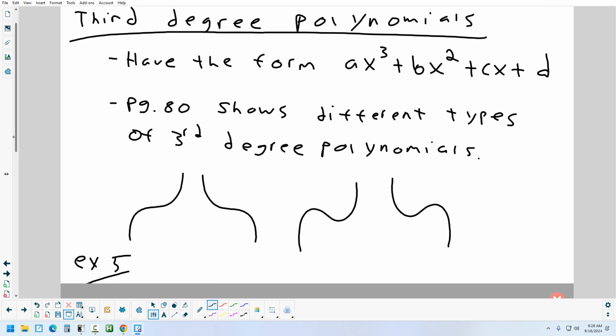So third degree polynomials have that format. The B, the C, and the D can be any numbers you want, even 0, any real numbers. But the A can't be 0, because if you make A 0, you would wipe out the first term, and then it wouldn't be a cubic anymore. Third degree.